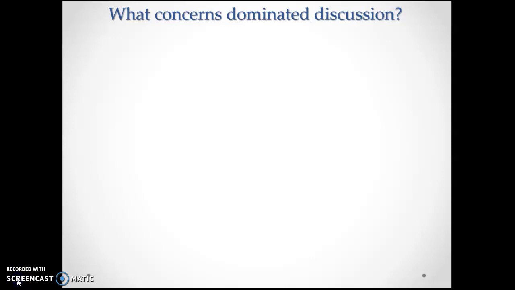All right, so continuing forward where we left off in part one, following through on what concerns dominated the discussion. We know that Thomas Hobbes and John Locke's ideas really guided, and we know that the fundamental debate was what is the nature of Republican government, what should it look like? But let's be more specific.